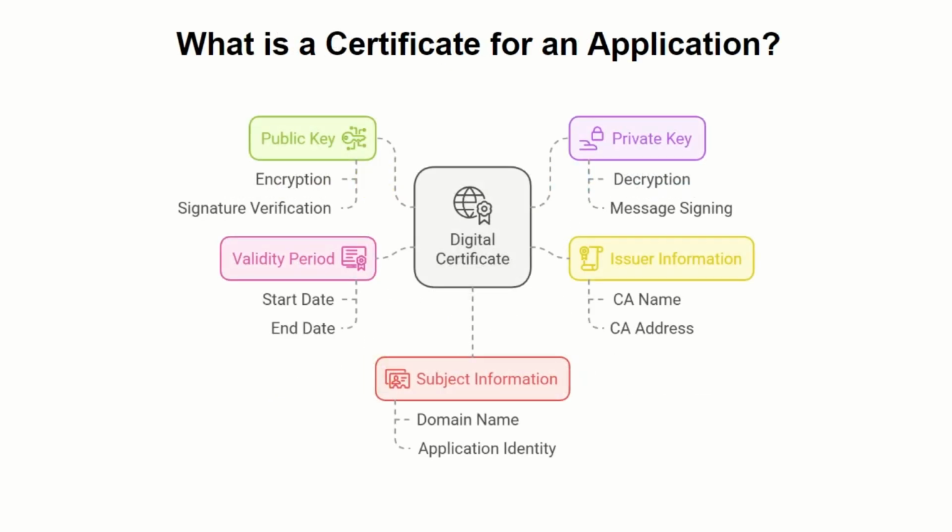So a digital certificate is a cryptographic credential issued by a trusted certificate authority, CA. For an application, the certificate typically includes a public key, a key that is used to encrypt data or verify signatures, and the private key, a secret key that is used to decrypt data or sign messages. Then the issuer information, that is the certificate authority that issued the certificate. Then there will be a validity period and subject information. The validity period is the period during which the certificate is valid. Then the identity of the entity that owns the certificate, such as domain name or application, will be the subject information.